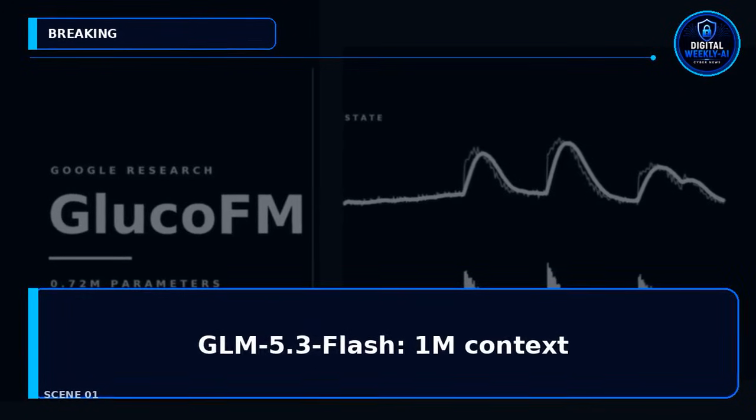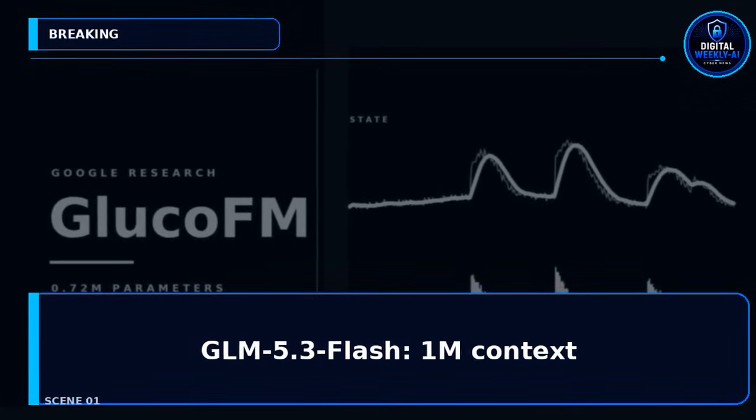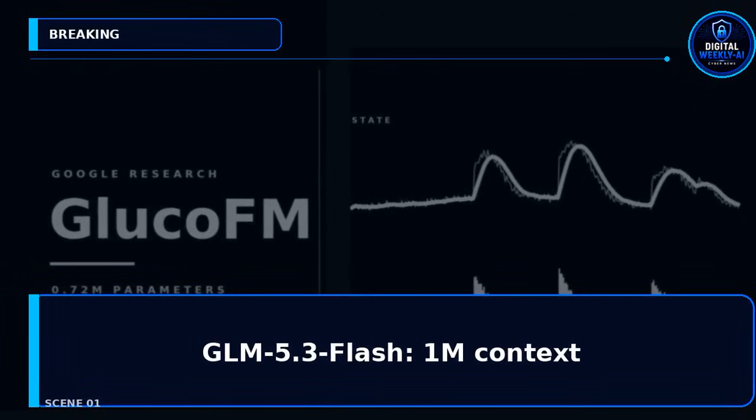Z.AI published GLM 5.3 Flash. It is a 320 billion parameter mixture of experts. It activates 18 billion parameters per token. It supports a native 1,048,576 token context. It accepts images and video. Weights are on Hugging Face under an MIT license.